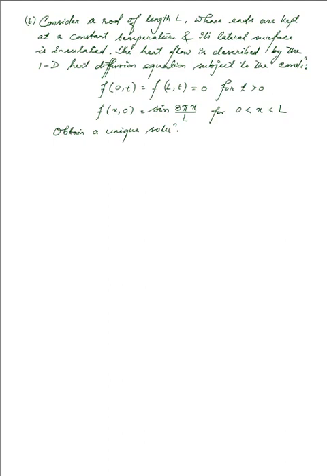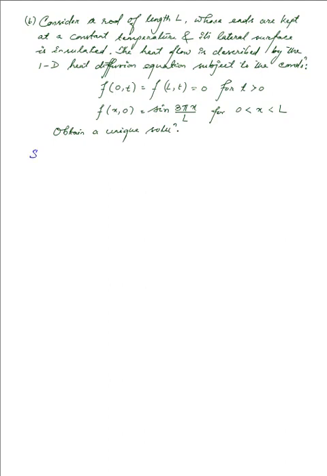And for taking f of x,0, that is for t is equal to 0, we are having the initial condition that f of x,0 is equal to the sine of 3 pi x over L, wherever we consider the point for x lying between 0 to L. And we need to obtain a unique solution to that. Let's see what unique solution can we get.